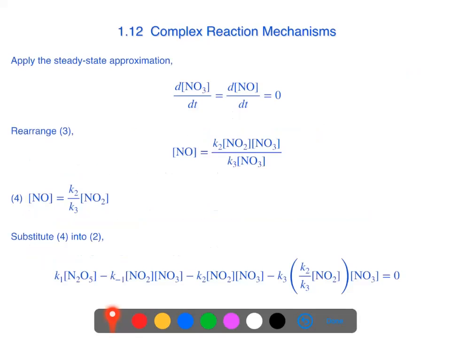And in order to do that, we're going to equate their time derivatives, their net rate of change, to 0. And that is the steady state approximation, where we state that during the course of the reaction, the net rate of change of the intermediate concentration will remain constant. So it'll be equal to 0. As well, we're also stating that the intermediate concentrations are quite low relative to the concentration of reactants and products at any one point in time.